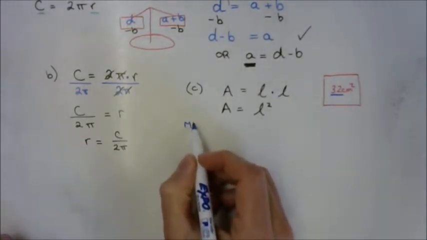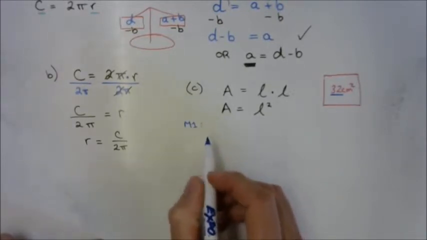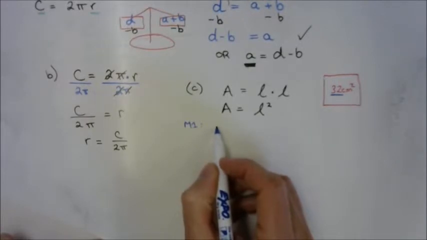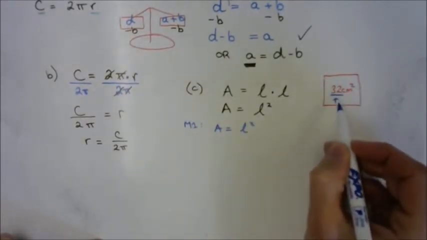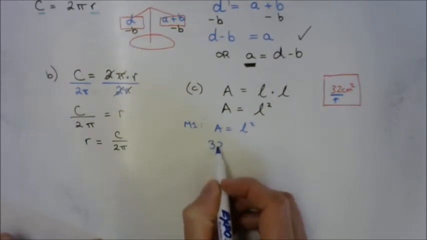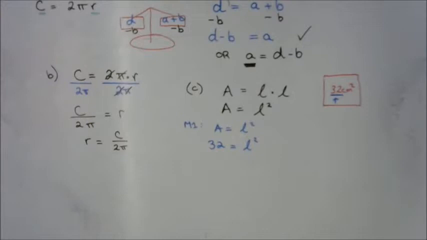So method one: sub in the value and then solve. We have A equals L squared. We know that A is 32, so 32 equals L squared. Well, we don't really care what L squared is. We want to know what the length of one side is. We want to know just L.